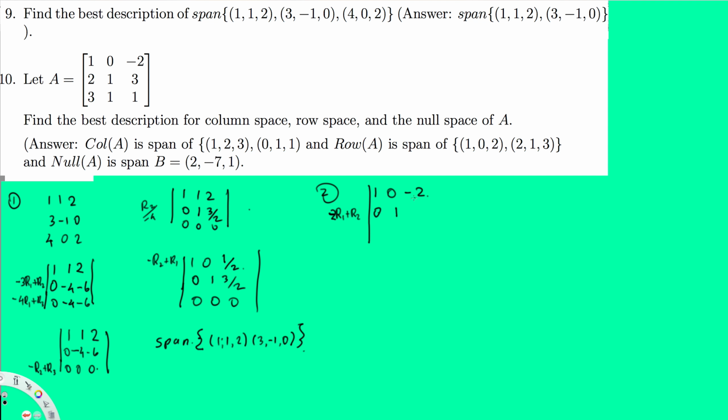Negative 2 times 2 is going to be plus 4, plus 3 is going to be 7. Then if I do the same thing to the third one, it's going to be negative 3 R1 plus R3, which will give us 0 right here, and the second column is going to be negative 3 times 0 is 0, plus 1 is going to be 1. Negative 3 times negative 2 is going to be plus 6, plus 1 is going to be plus 7.